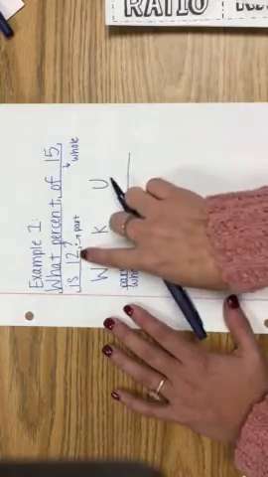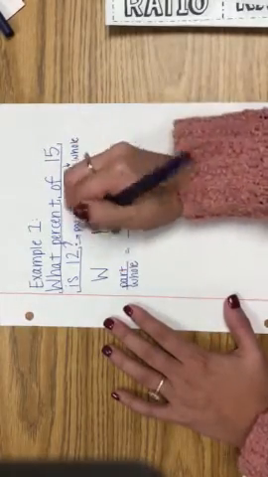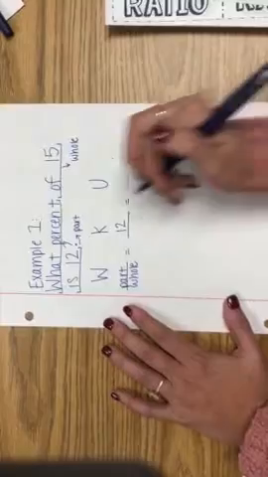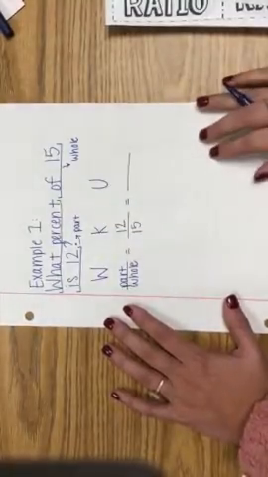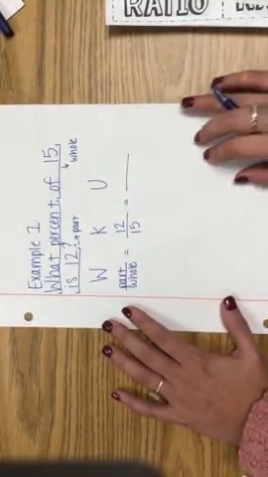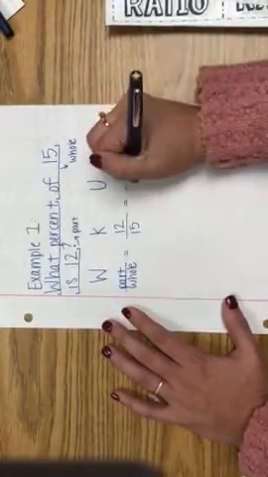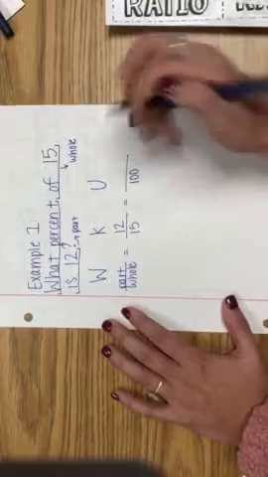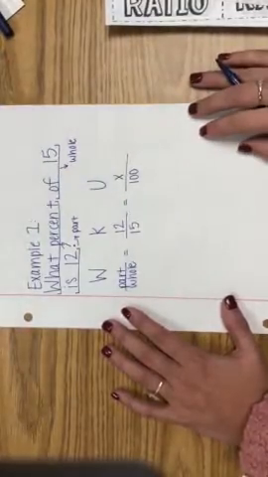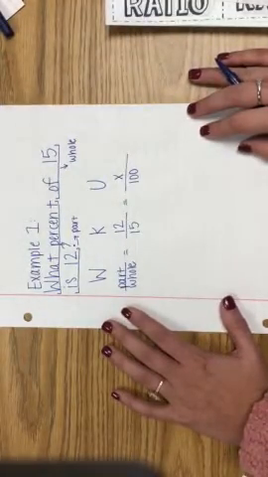We know that 12 is the part of the 15, so our 12 is going to go on top. Our 15 is going to go on bottom. Now for our unknown, we know that all percents are out of 100. That's our whole. And we don't know what the percent is yet, so we are going to put an X.